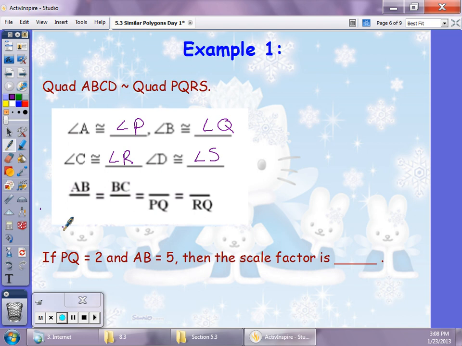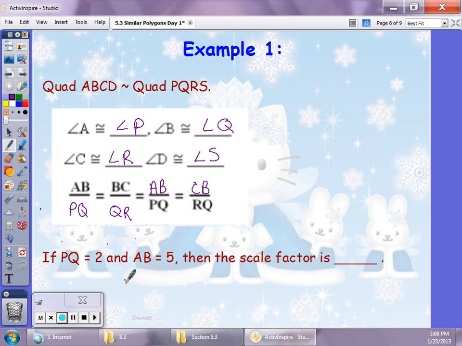We can also fill in some ratios and proportions using our congruency statements as well. So we know that AB is similar to side PQ, BC is similar to side QR, PQ is similar to side AB, and lastly, side RQ is similar to side CB.